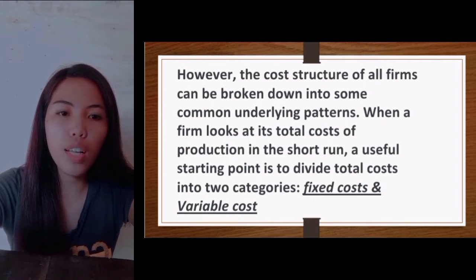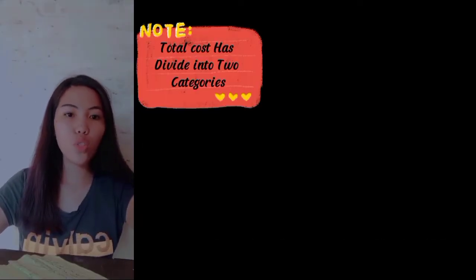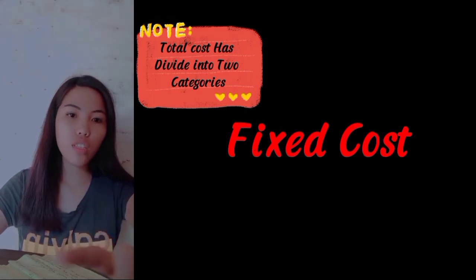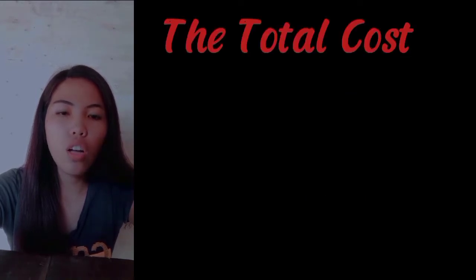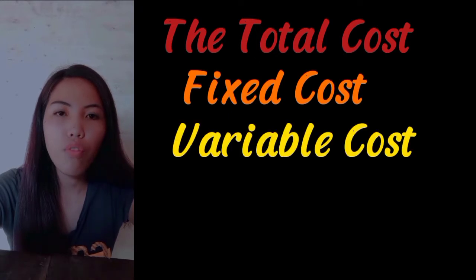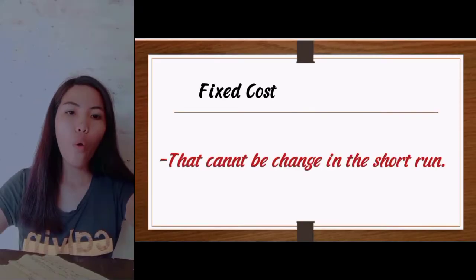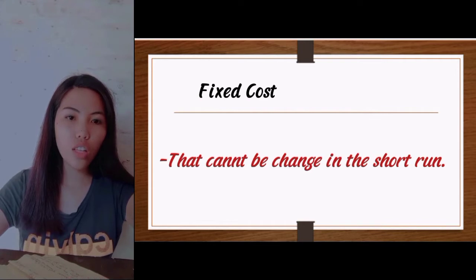When a firm looks at its total cost of producing in the short run, a useful starting point is to divide the total cost into two categories, the fixed cost and the variable cost. So in every business, or in every company, it has different types of cost: the total cost, the fixed cost, variable cost, marginal cost. When we say fixed cost, it is the cost that doesn't change with the amount produced.